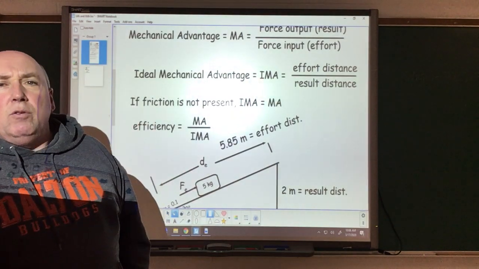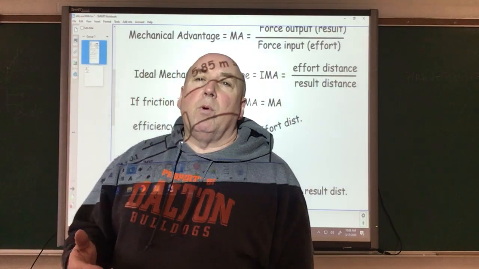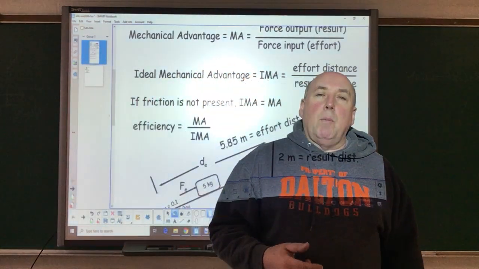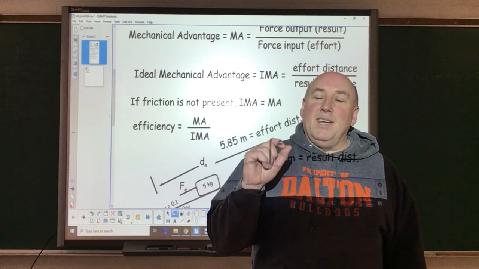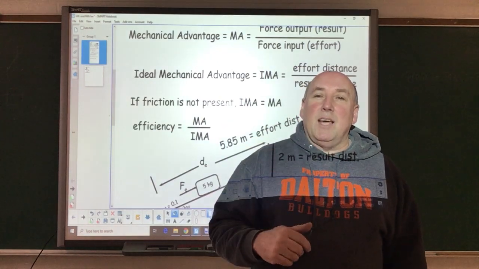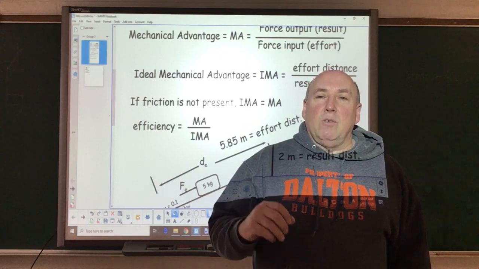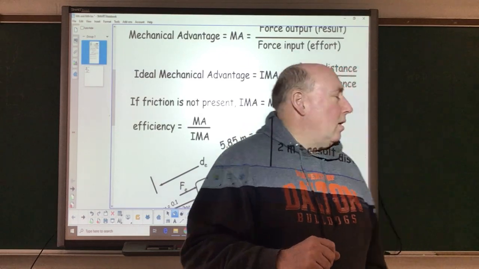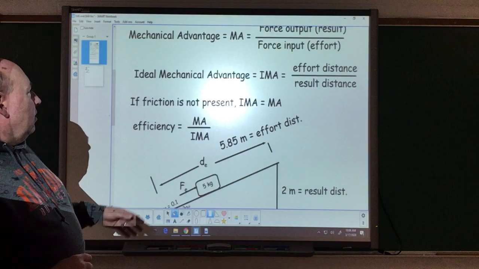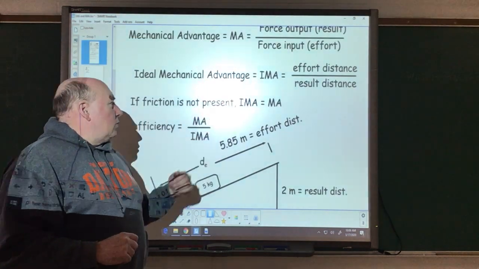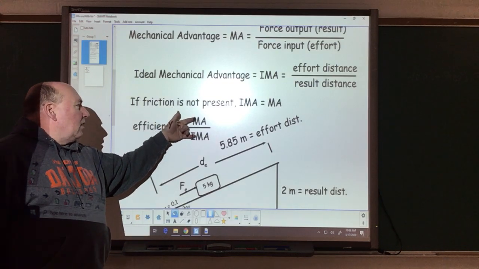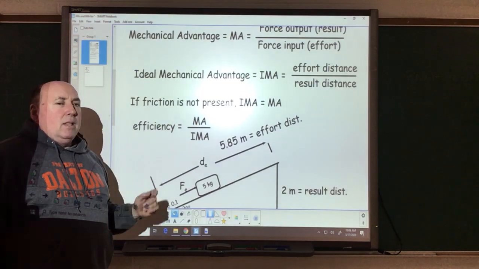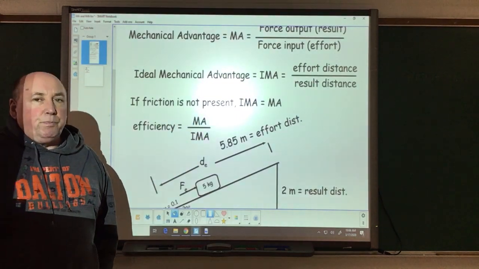Now, if I'm going too fast for you, you have the capability of hitting your pause button. You can stop it, write down what you need to write down, and then catch up to it. So, without friction, we have IMA is equal to MA. But our efficiency can be calculated by mechanical advantage divided by the ideal mechanical advantage.